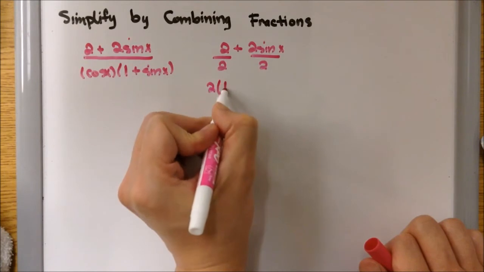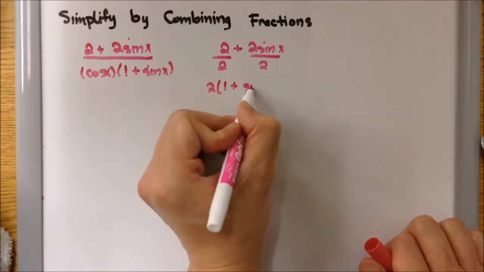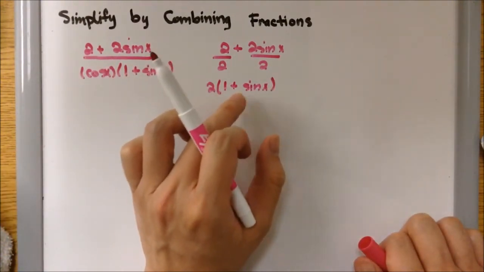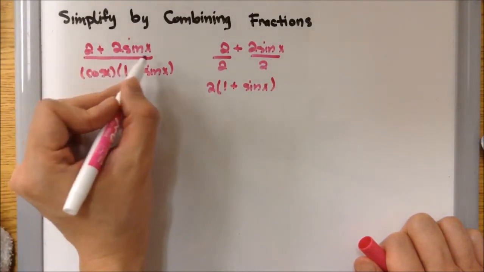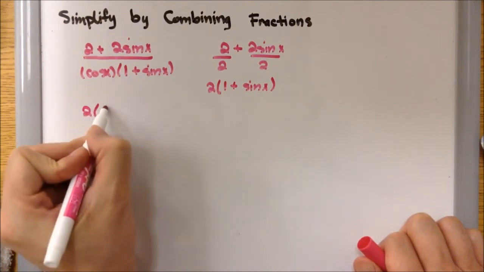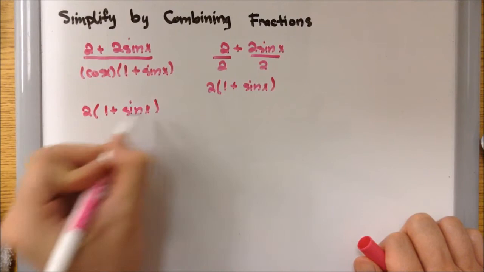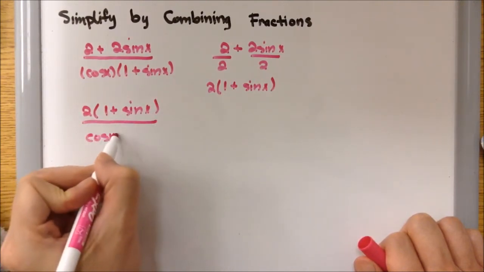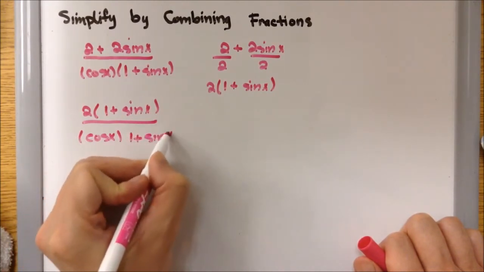2 divided by 2 is 1. 2 sine of x divided by 2 will be simply sine of x. So I'm going to put this back in the numerator. Instead of 2 plus 2 sine of x, it will be 2 times parentheses 1 plus sine of x over cosine of x times 1 plus sine of x.